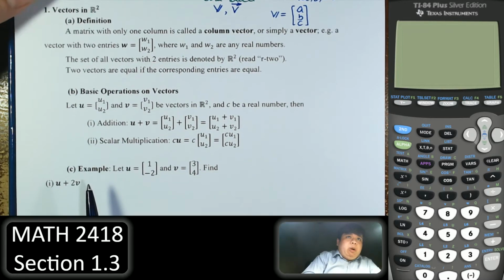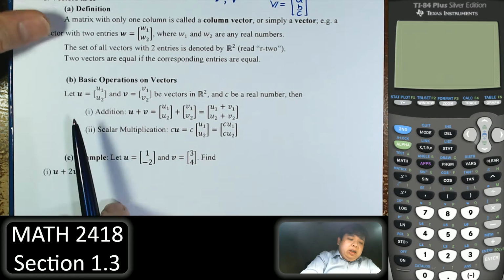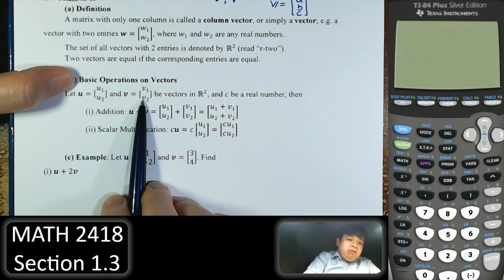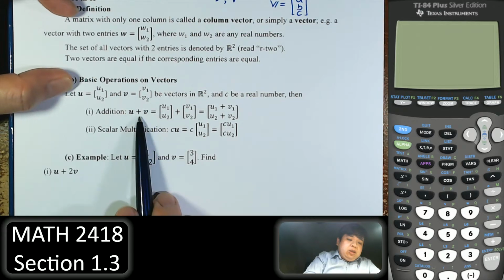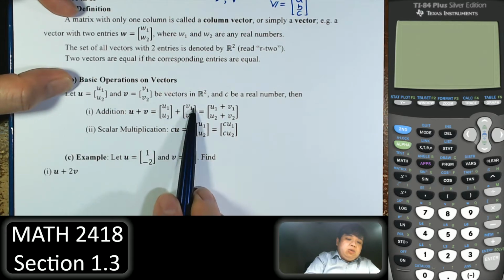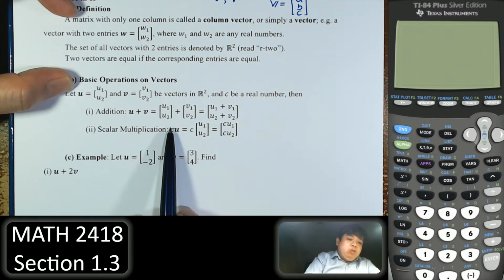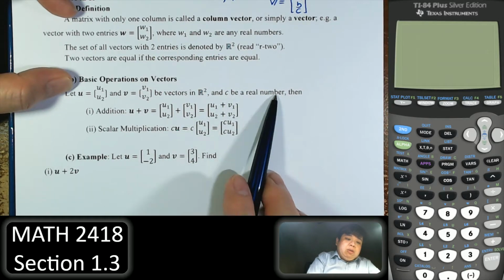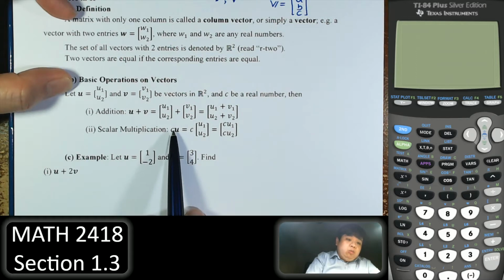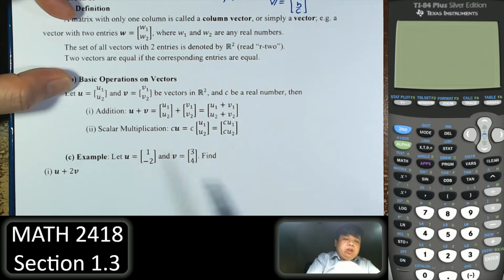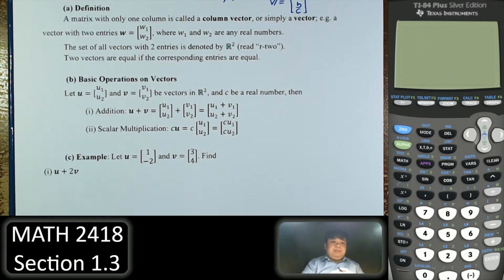The basic operations, this is just a review. If we want to add vector u plus vector v, we just add the components, the first with the first, the second with the second. If we want to multiply a constant, a real number, into a vector, we multiply that constant to each component of the vector. So this is very straightforward.